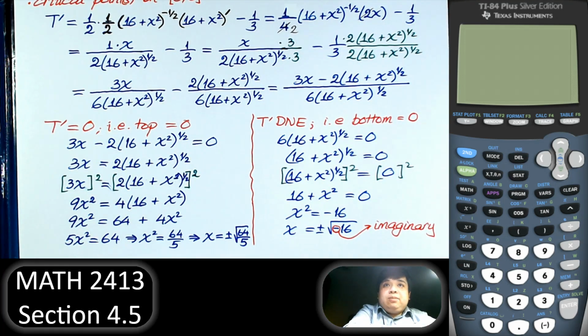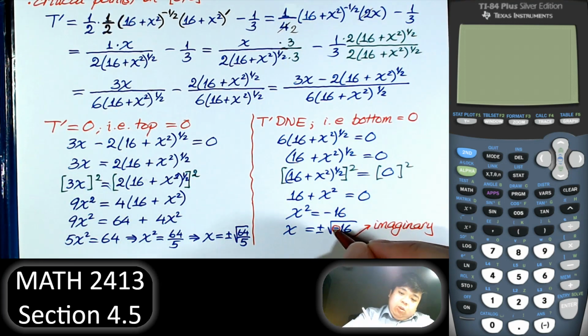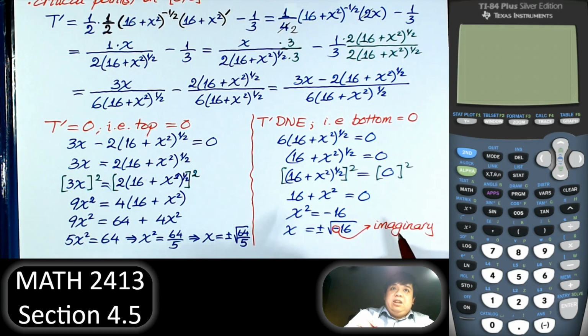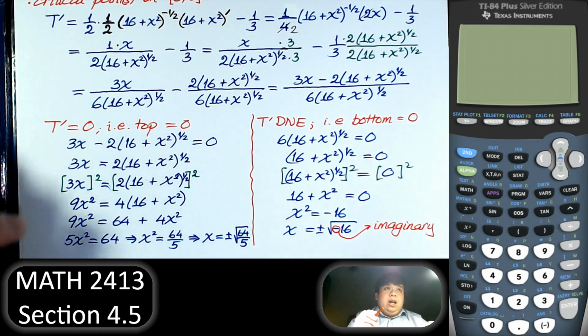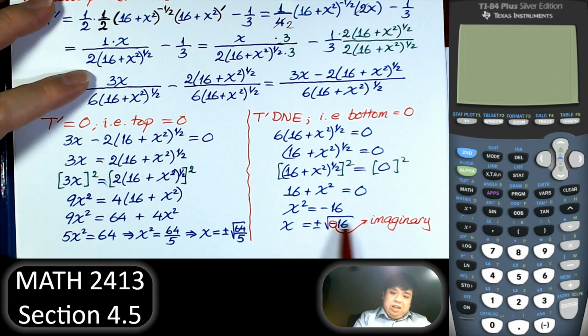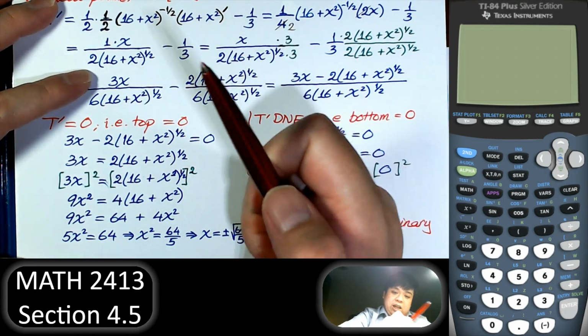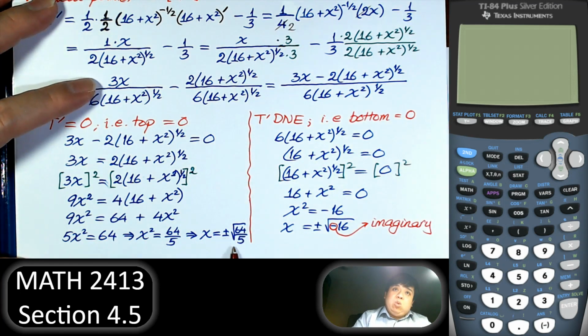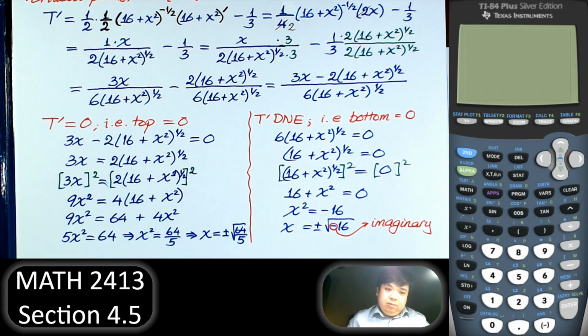So in this case, we are not going to have anything here. So the solution that is between 0 and 6. Now we test all of those points. This is not real, so it doesn't count. We're not going to count this. Between 0 and 6, there's only one of them: square root of 64 over 5.